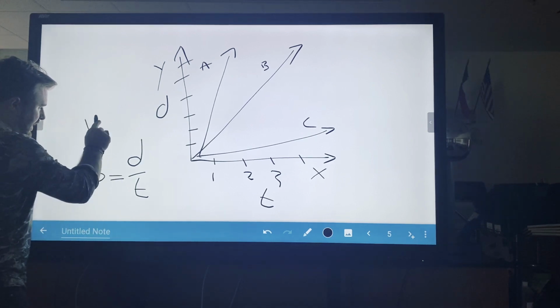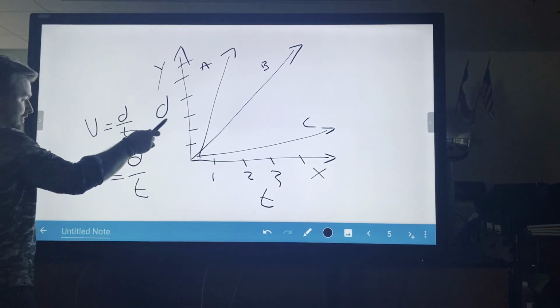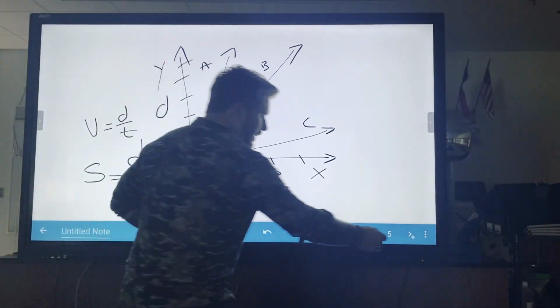So this right here shows you the relationship between distance and time, D over T, right? So that's our speed. That's also our velocity, displacement over time. Same thing, but with direction. Now let's go over a couple more things.